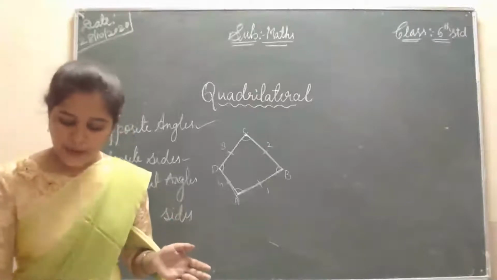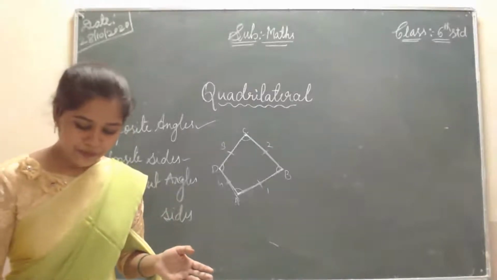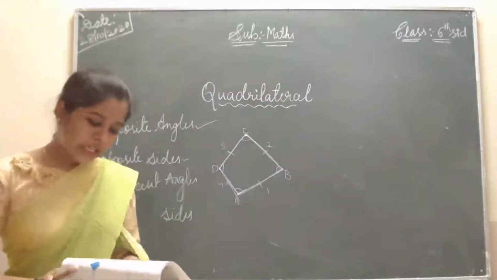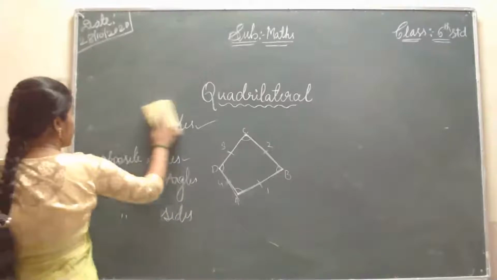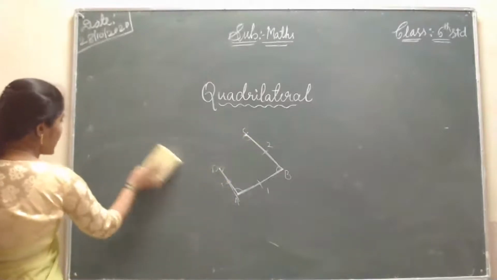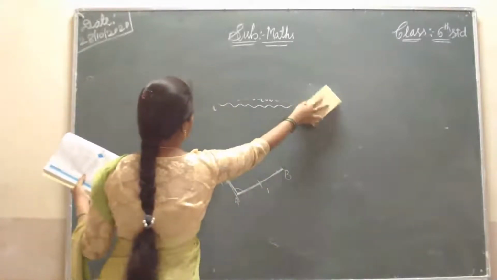Okay, next we'll see 4.5. In this also there are only 2 questions. A 4-sided polygon is nothing but a quadrilateral.